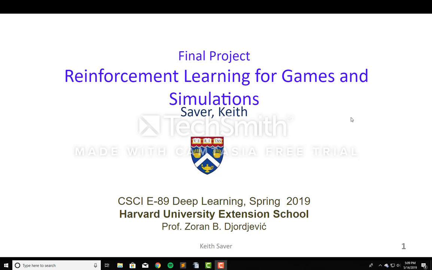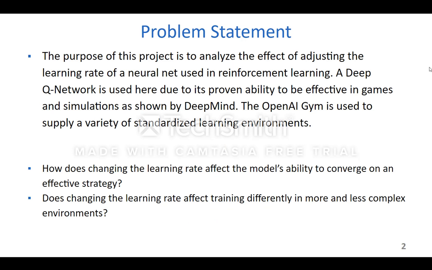This is Keith Saver doing my final project presentation for deep learning on reinforcement learning for games and simulations. The purpose of this project is to analyze the effect of adjusting the learning rate of a neural net used in reinforcement learning. Deep Q networks are used here due to their proven ability to be effective in games and simulations, and the OpenAI Gym is used to supply a variety of standardized learning environments.